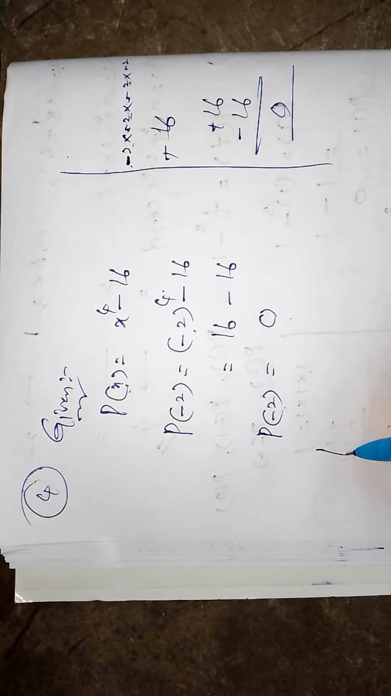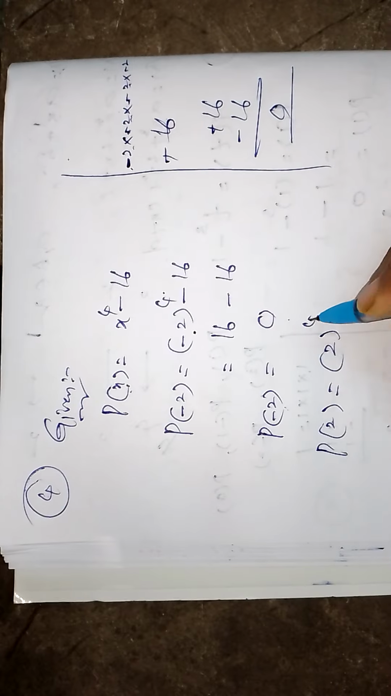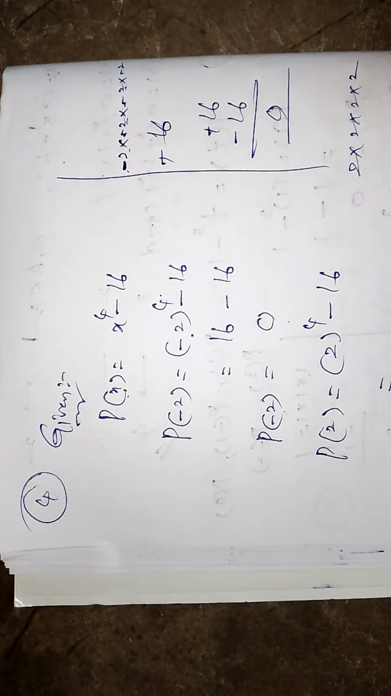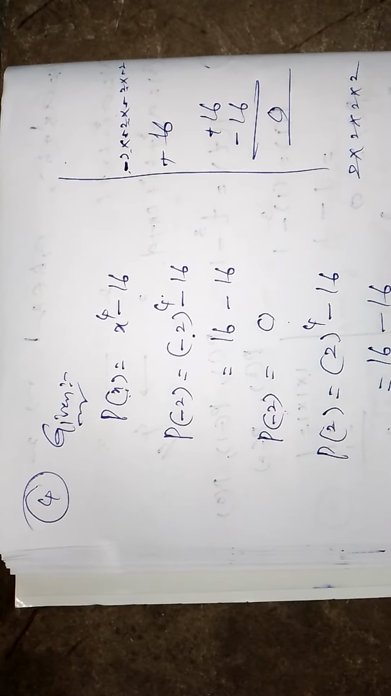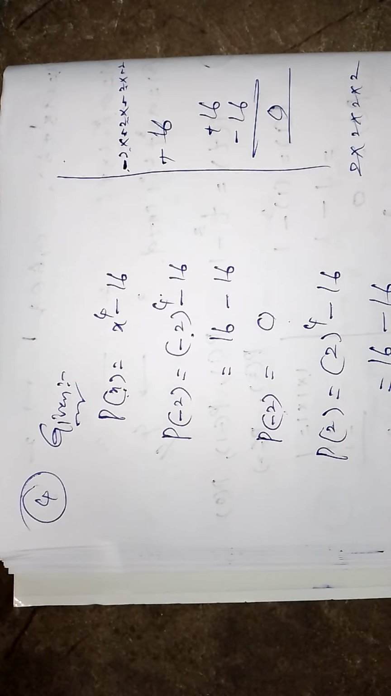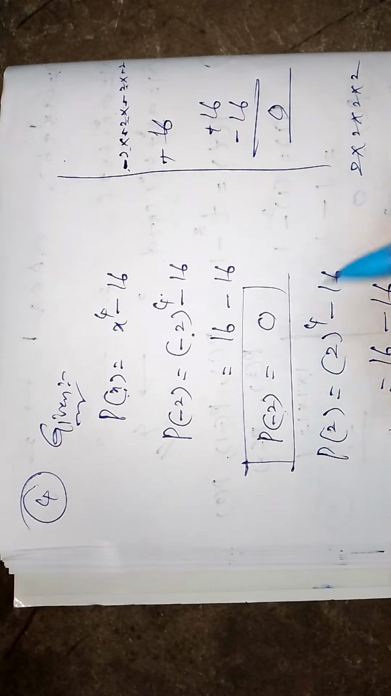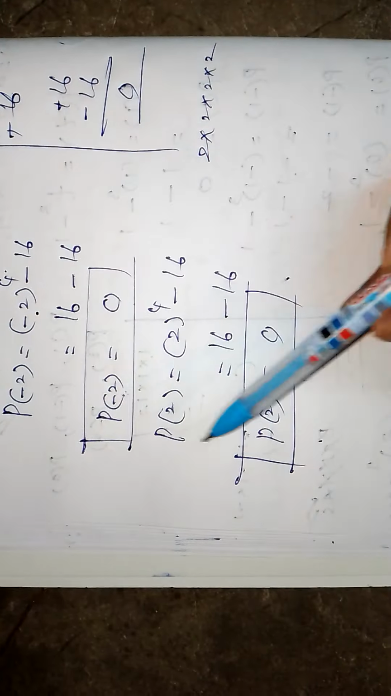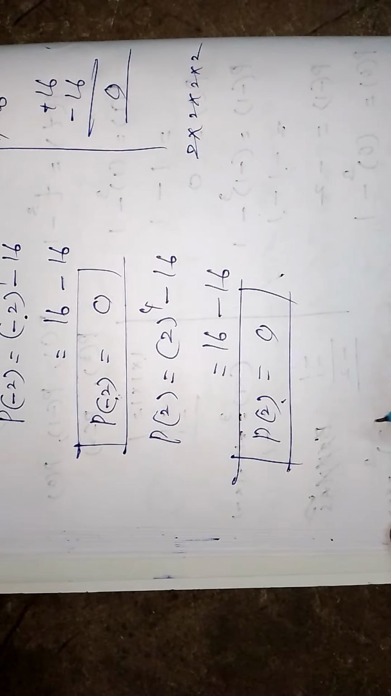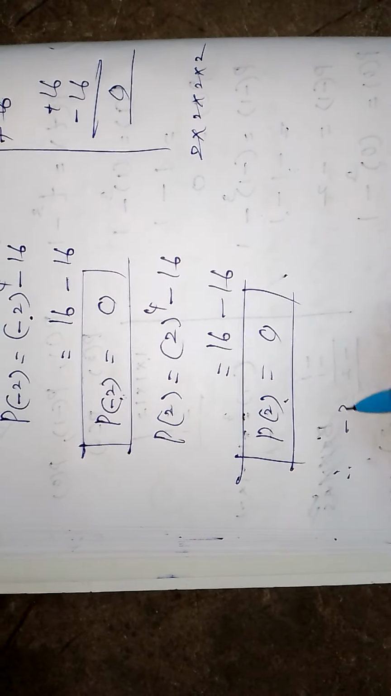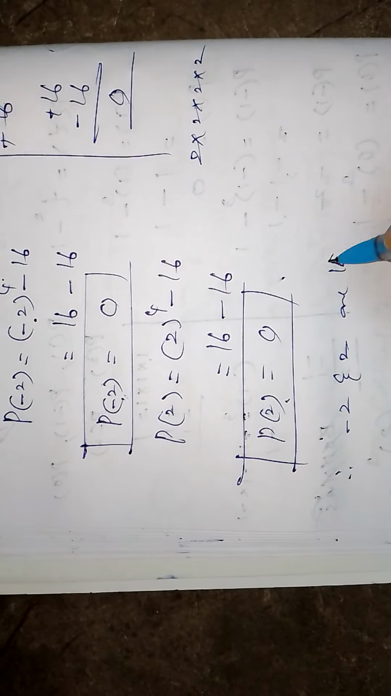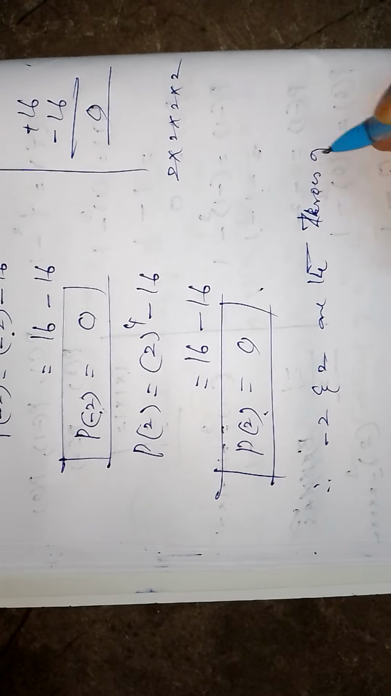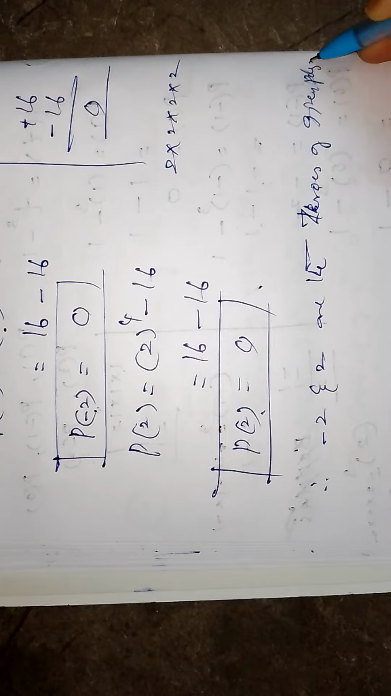Okay, next, p of 2. So 2 power 4 minus 16. 2 power 4 means it is a positive value. 2 2s are 4, 4 2s are 8, 8 2s are 16. 16 minus 16 is 0. So finally we get that p of 2 is 0 and p of minus 2 is also 0. That means when I replaced x by either minus 2 or plus 2, we get the value of the polynomial as 0. So therefore we can say that minus 2 and plus 2 are the zeros of the given polynomial. So I hope you understand.